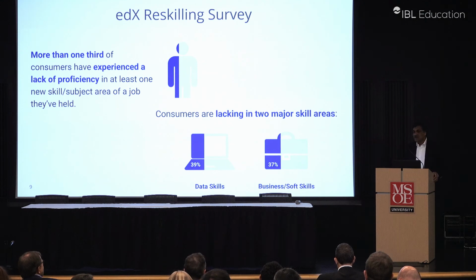The two big ones are 39% talked about data skills. Data science, data analytics. Analytics is big. So 39% felt that they lacked that skill. 37% felt they lacked more of the soft skills. I'm lumping in business skills along with soft skills. So you're working, you have a job, and you feel that you need to get something else.